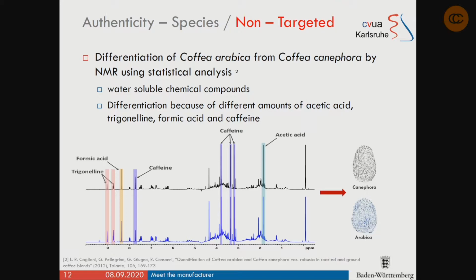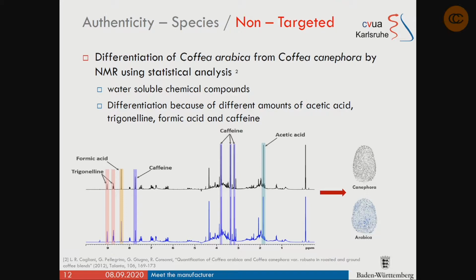Proving the authenticity of the species is also possible with the non-targeted analysis. Here, all components of the coffee are recorded without knowing what exactly they are. Since individual components vary in different coffees, the NMR spectrum is specific to one coffee.